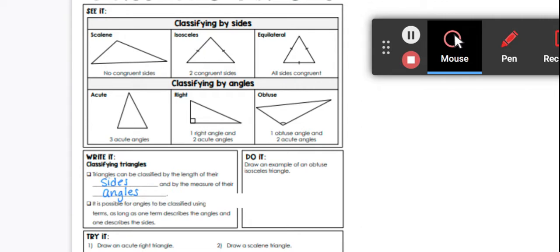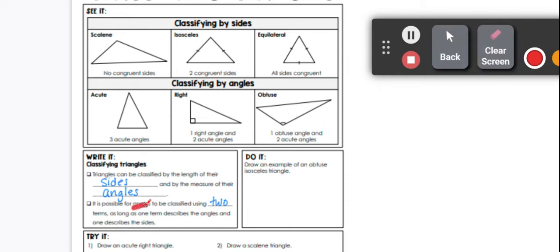And this is kind of cool because this next part is that it is possible for triangles to be classified using two terms, as long as one term describes the angles and one describes the sides. So you can say, I have an isosceles right triangle, right? Or draw an isosceles right triangle.